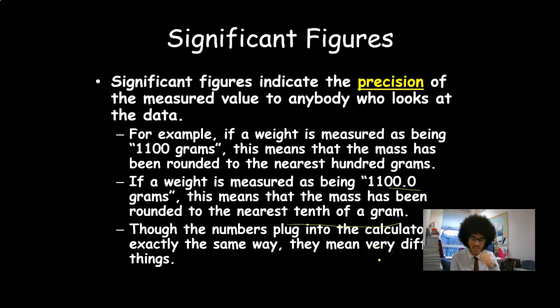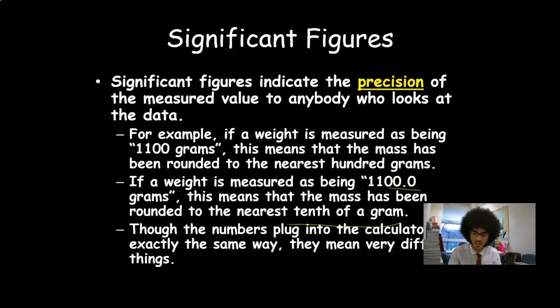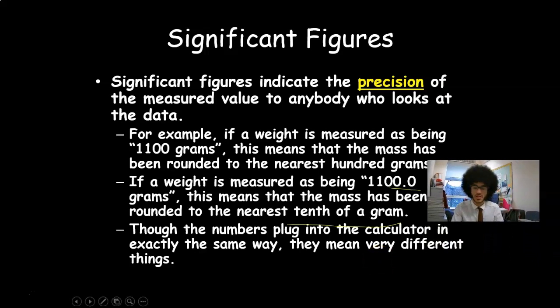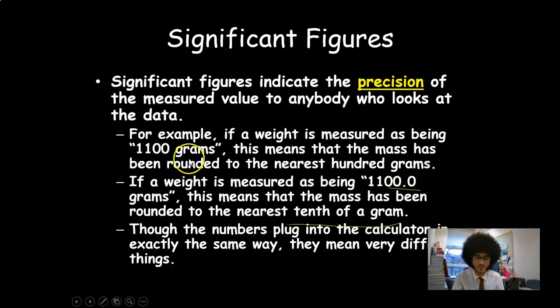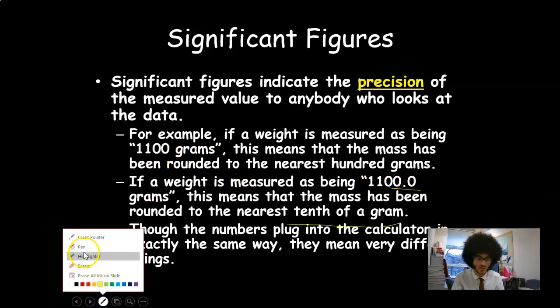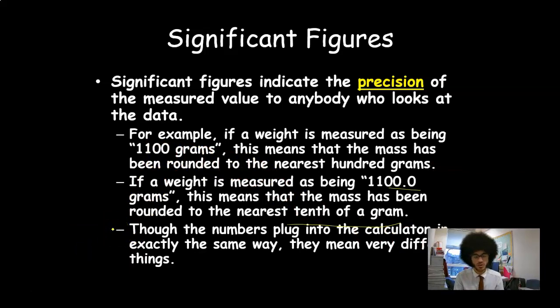Now, although the numbers look exactly the same if you put them inside a calculator, they actually mean very different things because they are referring to different levels of precision. The second number that you've got over here is far more precise than the first one there, and that's directly related to the number of significant figures it's got. So the more significant figures you have, the more likely you are to have a much more precise number.